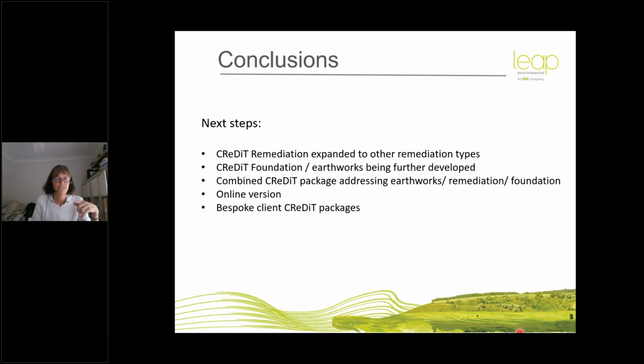We're working on putting them online. We're starting with CReDiT Foundation because it's the one most used in our company. At the moment, we are using this in Leap Environmental, a small consultancy that last year became part of RSK. So at the moment we're using it in Leap, and we're expanding it for RSK to be able to use it. We're in discussions about whether it's going to be something we let everyone have a play with. We're not quite sure where we're going with it yet.